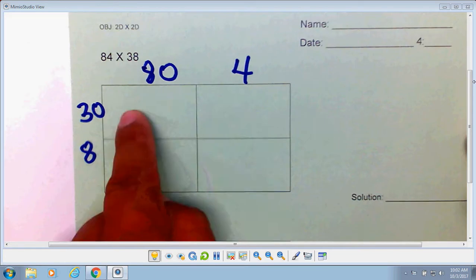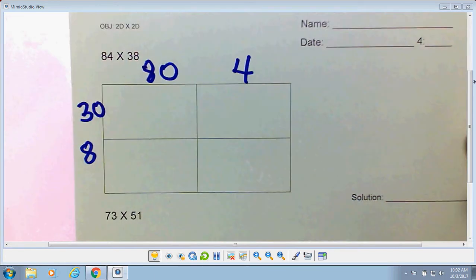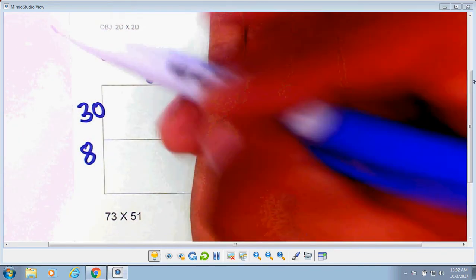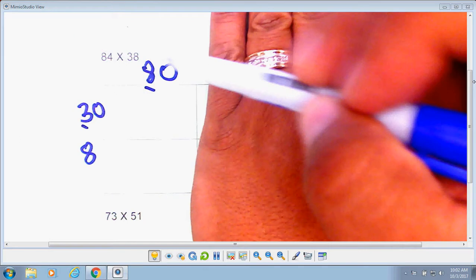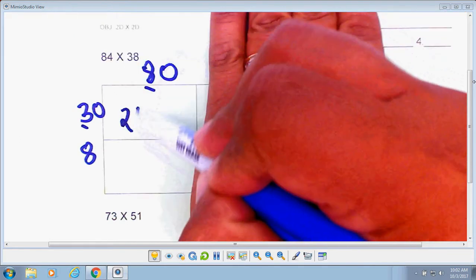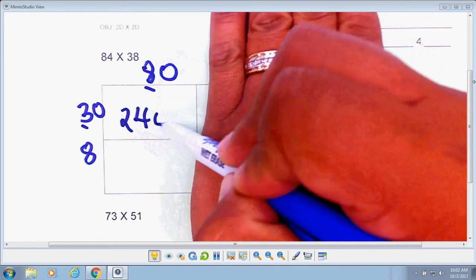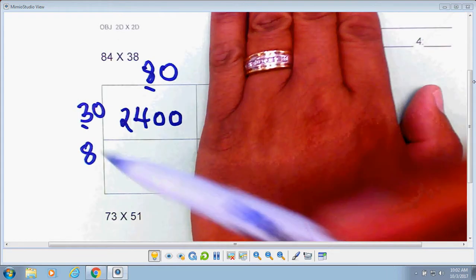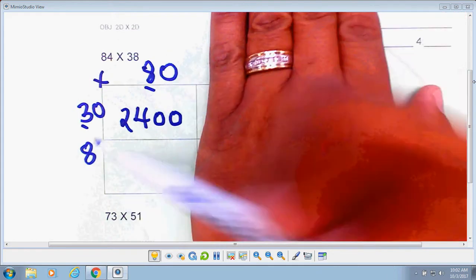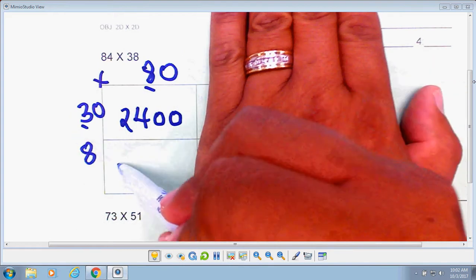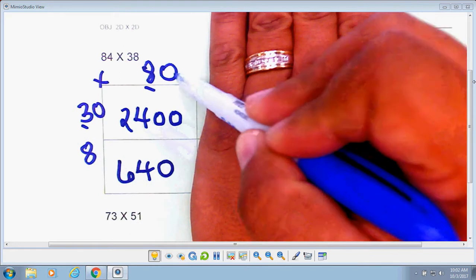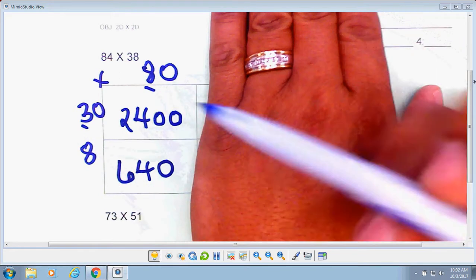there's no order in boxes. You can solve each box in any order. There is no order. So if you want to cover that up, solve the basic fact first. 8 times 3, 24, add 2 zeros. Now you're left with 80 times 8. 8 times 8 is 64.